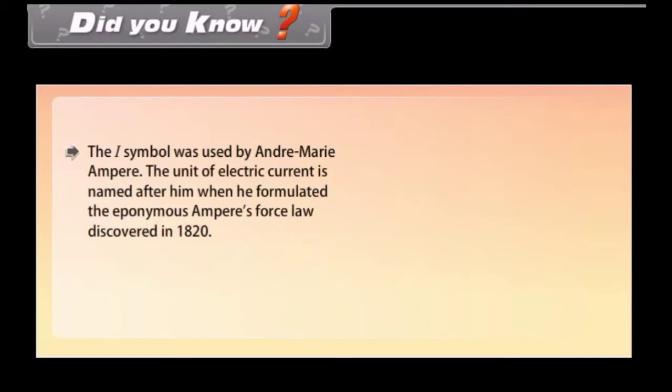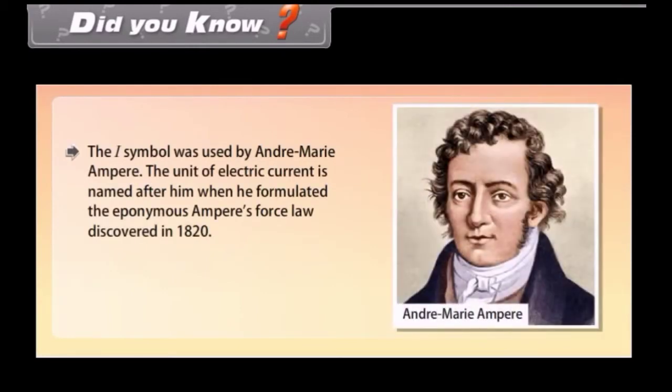Did you know? The symbol I was used by André Marie Ampère. The unit of electric current is named after him, when he formulated the eponymous Ampere's first law discovered in 1820.